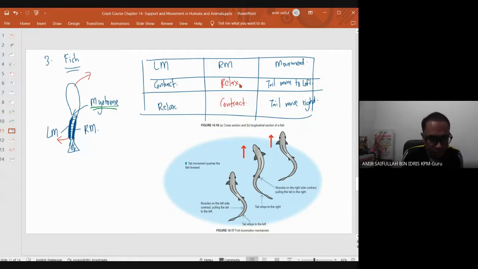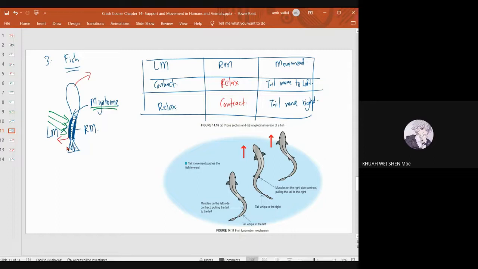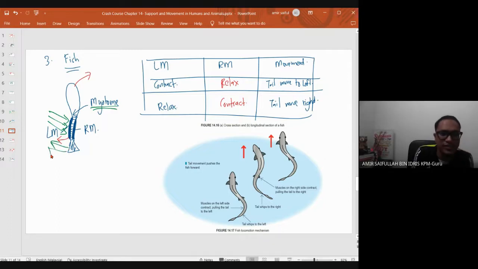Now see properly. They have right myotome and left myotome. On the left one, if here contracts, same like just now, it will pull the tail. Go to left or right? If left, yeah, go to left. Opposite direction. If the right one contracts, the tail will move to right.